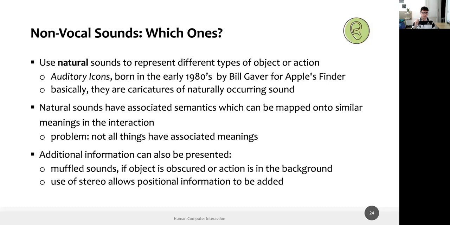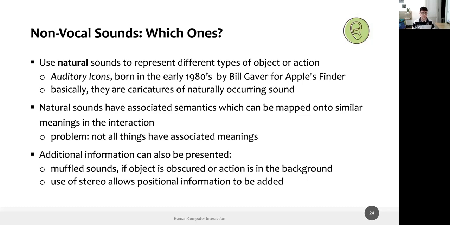Since they use natural sounds, these natural sounds have some semantics associated with them in the outside world, which can then be mapped to the meaning that this action has in the computer system, the user interface. The problem here is that not everything has a sound with a specific meaning in it, but something we experience a lot in our user interfaces.